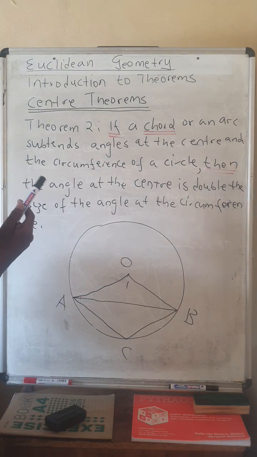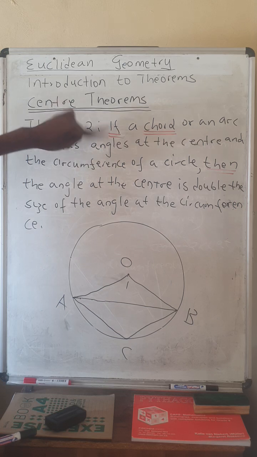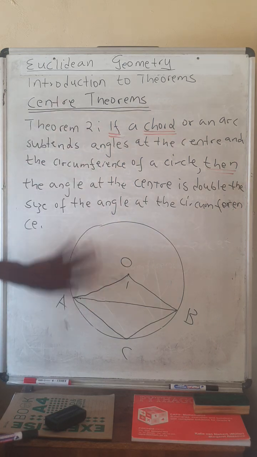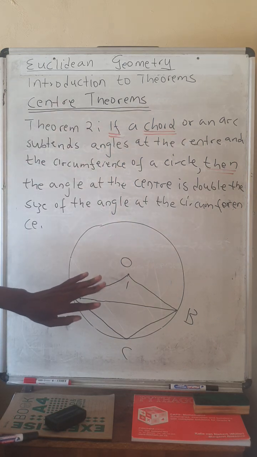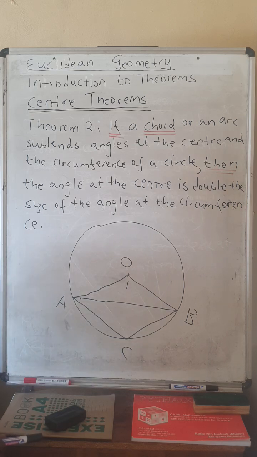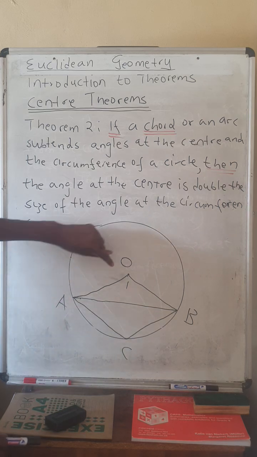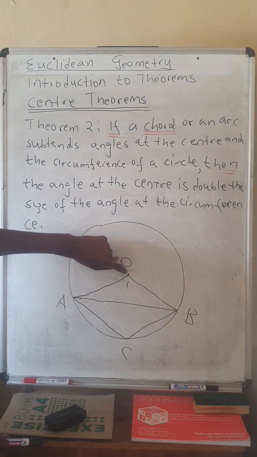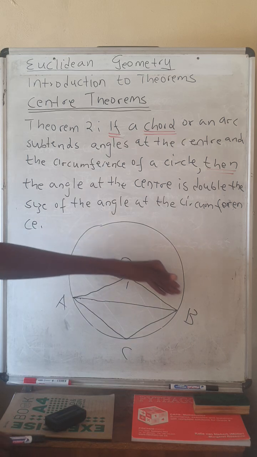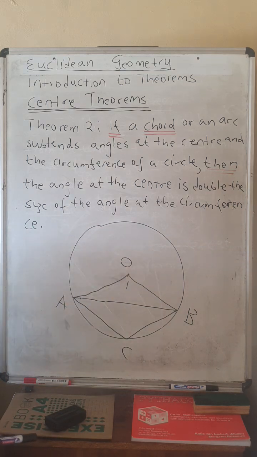Now I want to check if the condition of this theorem is met here. To do that, I must start off by identifying if there is an angle at the center. Do I see an angle at the center here? Yes. Is angle O1 at the center? Yes. Why am I saying angle O1 is at the center? Because the vertex of the angle is at the center and the arms of the angle are radii. Now I've identified an angle at the center.